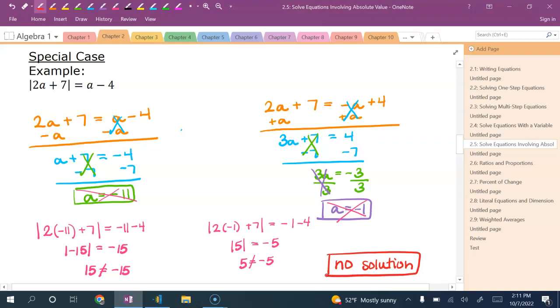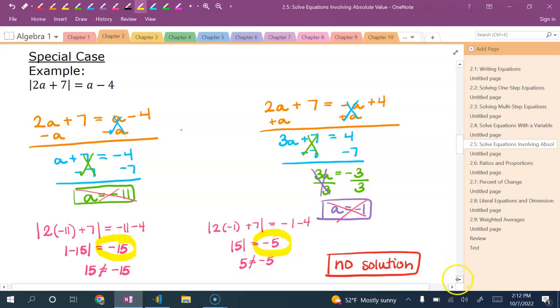And I could almost tell you that when you are doing a problem like this, if you ever see a negative number on the side that's opposite of the absolute value side, it's going to be a no solution. Because when you're dealing with absolute value, your answers should always come out to be positive. So if you ever see a negative number on the other side, it's not following the rules that we have for absolute value.